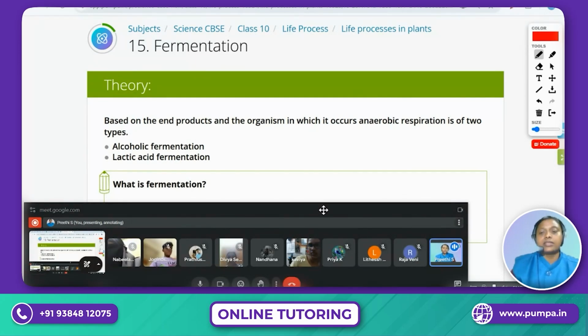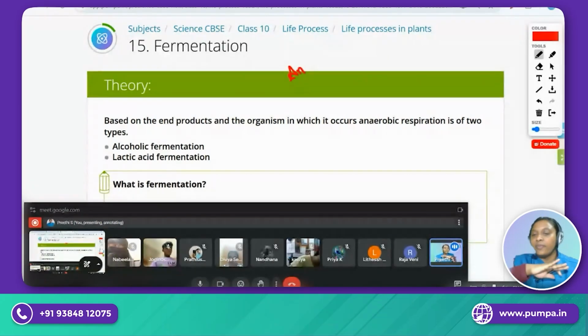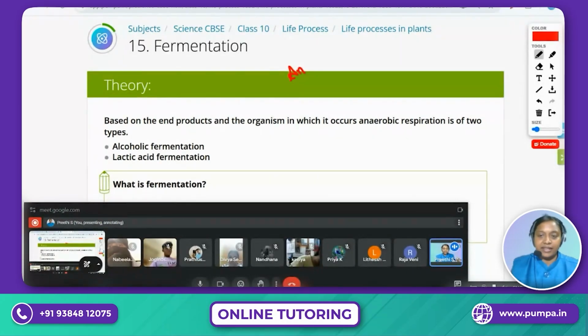What is happening there? The bacteria, the living microorganisms, will do the fermentation process. It is an anaerobic condition because we will be closing the airtight container. Wherever we keep the batter, we will be covering it, which is the anaerobic condition: absence of oxygen, absence of air.